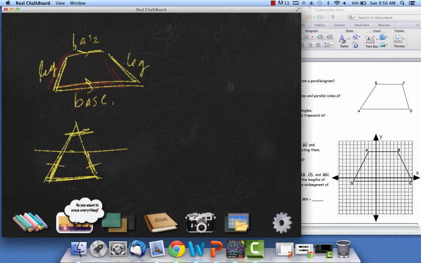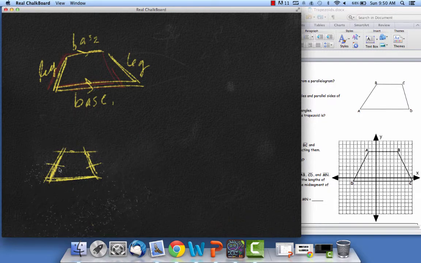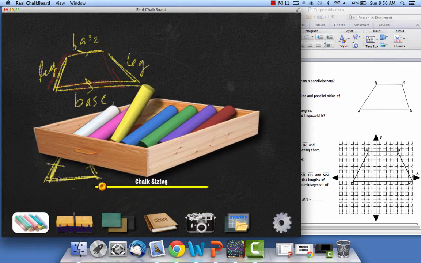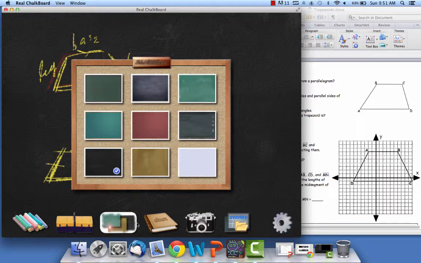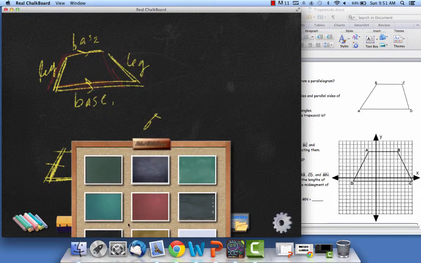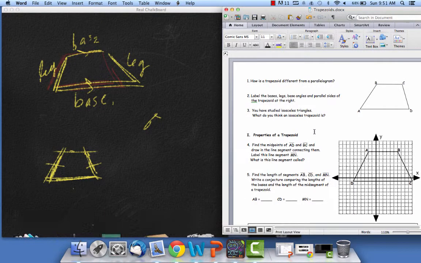Isn't that nifty? Okay, so trapezoid. Okay. Did not mean to touch that. Okay. So that's what an isosceles trapezoid is.